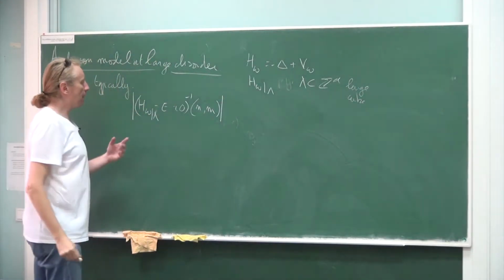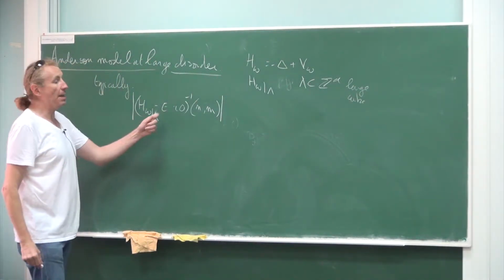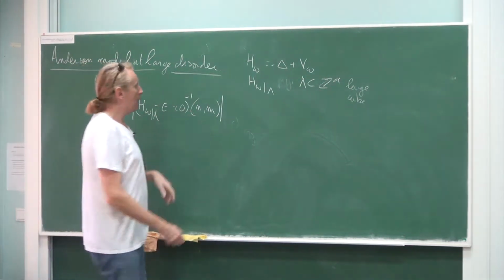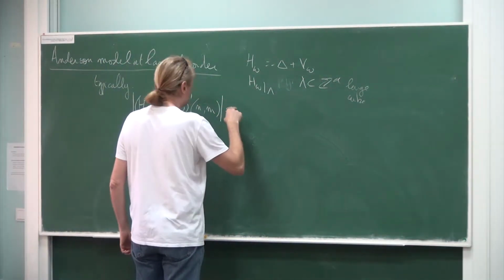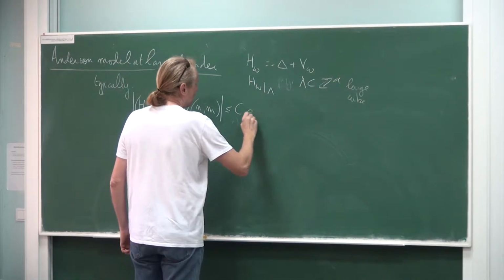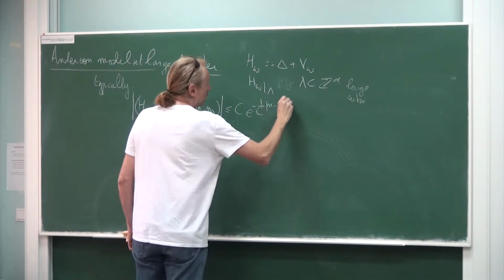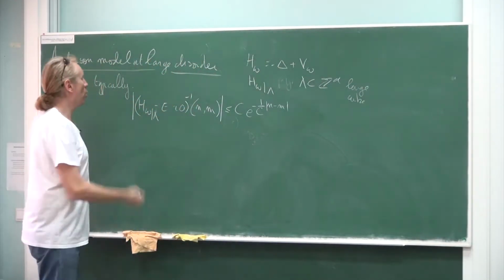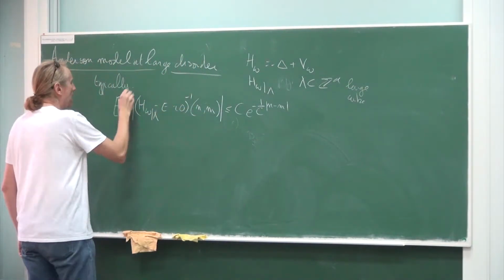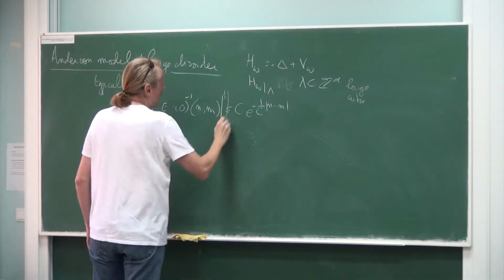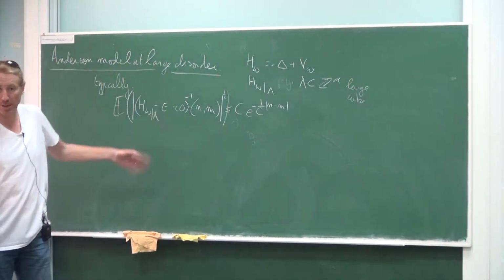typically means for a typical omega and a typical energy in the spectrum, this decays, so you have something like C e to the minus n minus m. This decays exponentially. Or if you want to be more precise, if we take an average and take a power 1/2 here, we have something like this, for C some large constant.